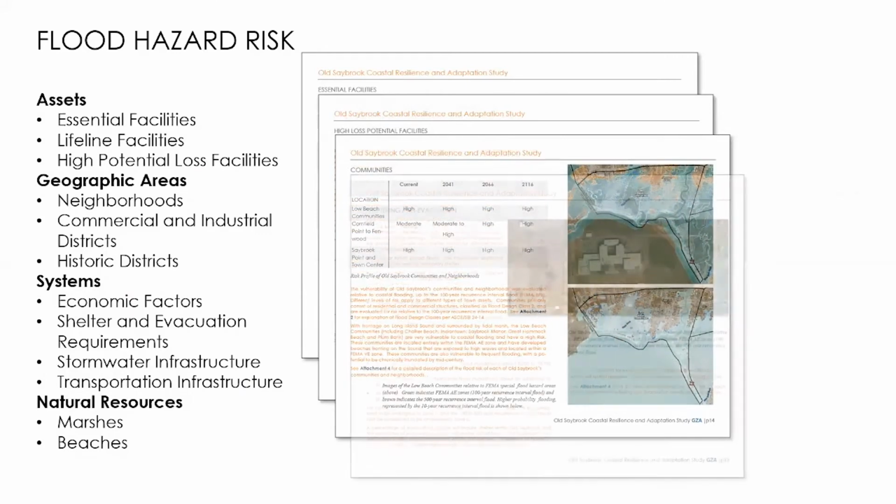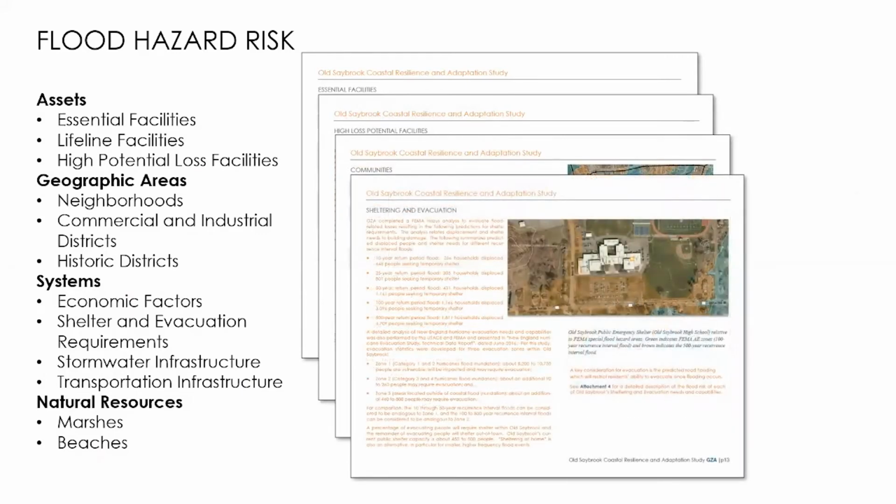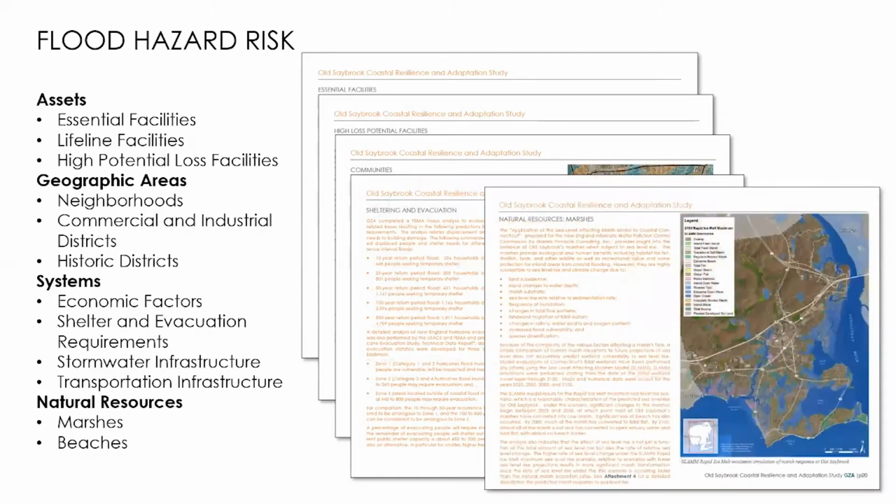Operational and functional systems are also included, such as those supporting emergency response, as well as the stormwater system's ability to convey water during a significant flooding event, and the ability of transportation networks to remain functional. Key natural resources, such as marshes, beaches, and dunes, were also stressed to quantify the risk to them under the flood scenarios and their ability to mitigate flooding.